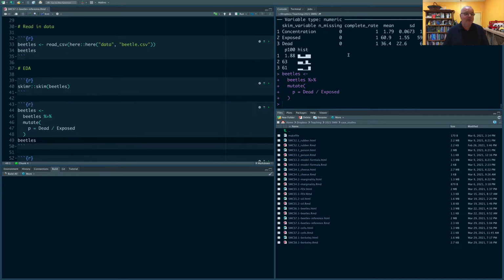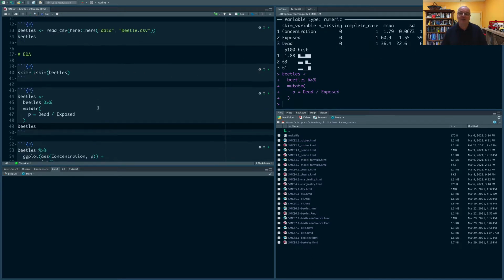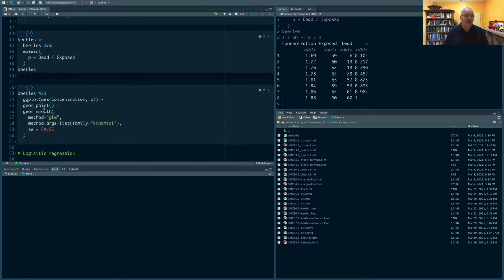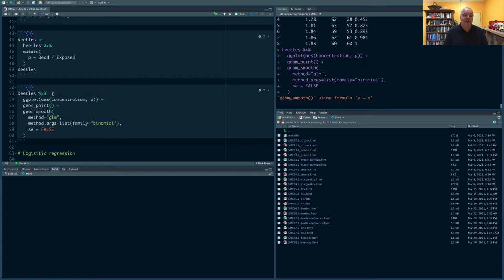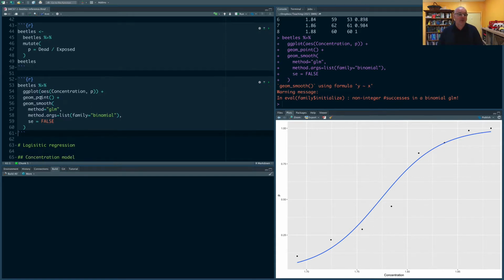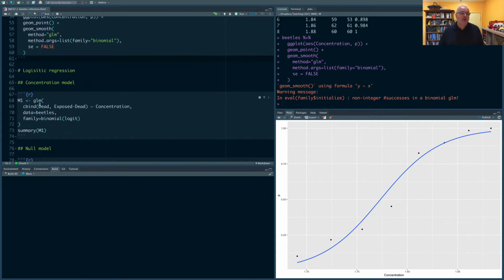Then we created for each experiment the proportion that died. And then we did a plot to have a look at this, and we added a nice smooth. You can see as the concentration increases, we basically get an increase in the proportion that died. So the first model we're going to do is here we've got our successes and our failures. We've bound them together, and we're going to have a single predictor, concentration. We've got our binomial with the logit all set up to go.